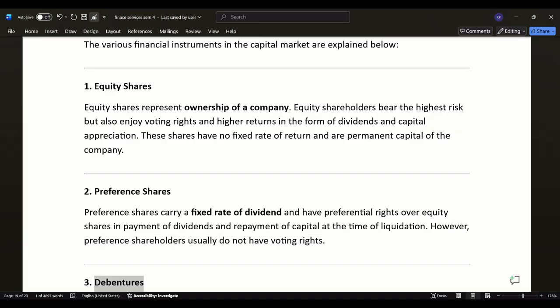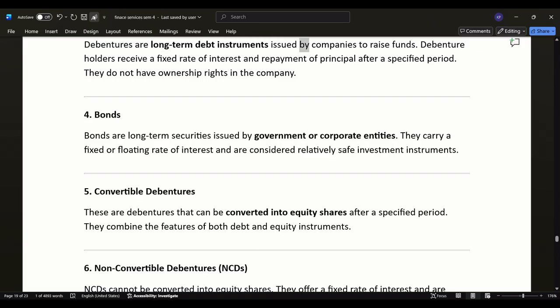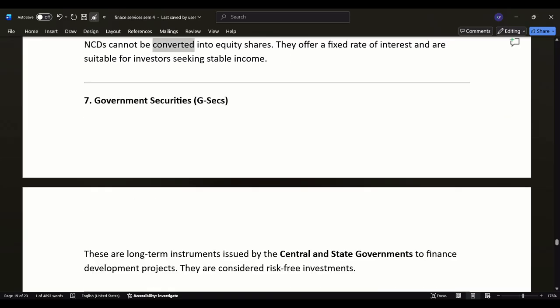3. Debentures. Debentures are long-term debt instruments issued by companies to raise funds. Debenture holders receive a fixed rate of interest and repayment of principal after a specified period. They do not have ownership rights in the company. 4. Bonds. Bonds are long-term securities issued by government or corporate entities. They carry a fixed or floating rate of interest and are considered relatively safe investment instruments. 5. Convertible debentures. These are debentures that can be converted into equity shares after a specified period. They combine the features of both debt and equity instruments. 6. Non-convertible debentures, NCDs. NCDs cannot be converted into equity shares.